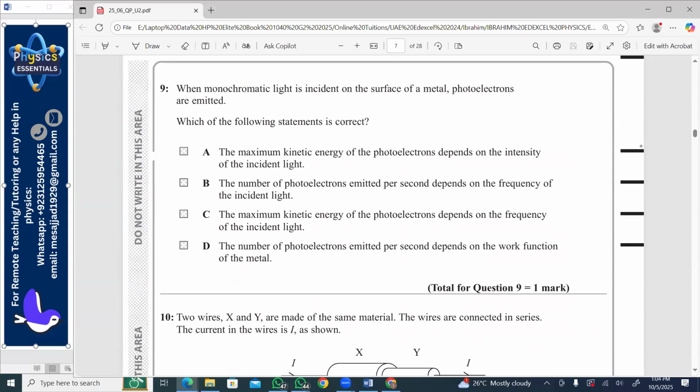When monochromatic light is incident on the surface of a metal, photoelectrons are emitted. Which of the following statements is correct? The maximum kinetic energy of the photoelectrons depends on the intensity of the incident light. Okay. First of all, see how you make a photoelectric equation. For example, this is a sleeping electron, okay, in a metal piece. A photon is coming with energy 10 joules, okay?